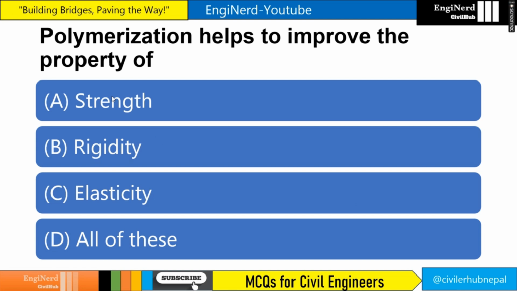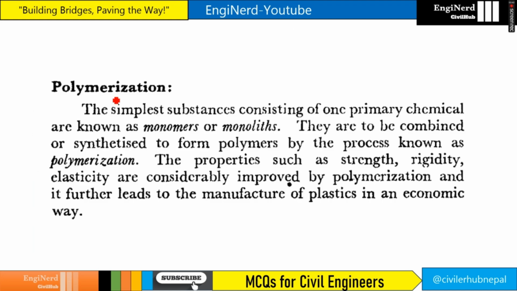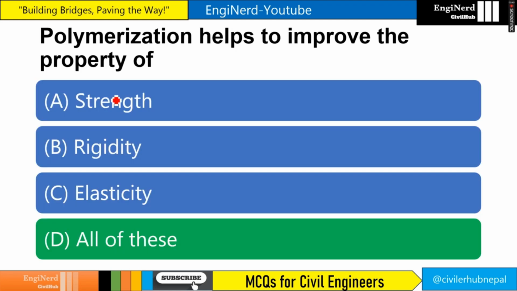Polymerization helps to improve the property of what? Strength, rigidity, elasticity, all of the above. If you see here, the properties such as strength, rigidity, elasticity are considerably improved by polymerization, right? So the answer is all of these.